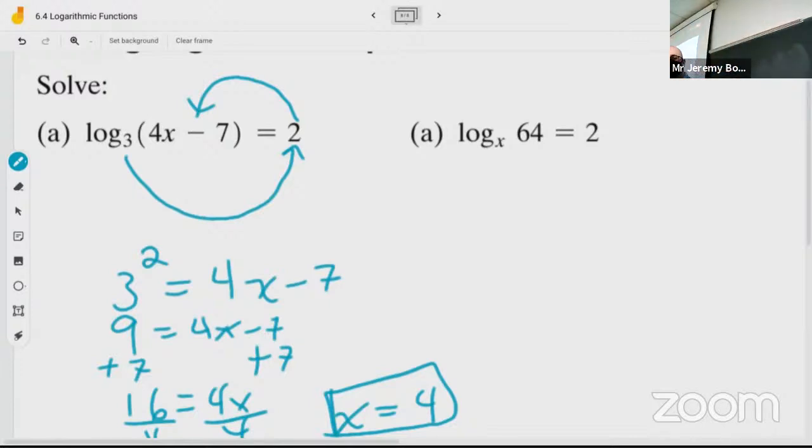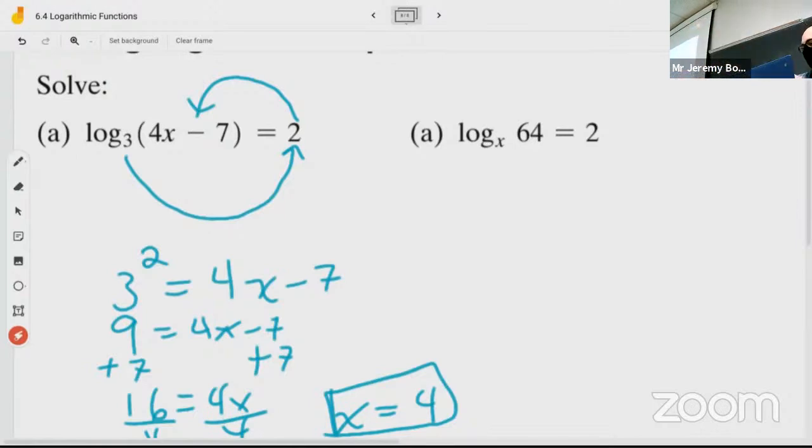Any questions on A? They're both A again. Any questions on the first one? Any? So let's look at the second one. Notice the second one's a little different, right? The x is in our base. And I said we would never see one like that for the functions, but for the equation, might.